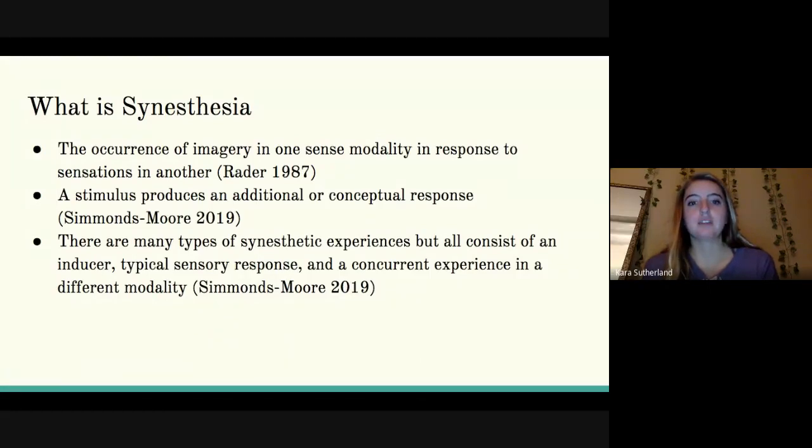There are many types of synesthetic experiences, but all consist of an inducer, a typical sensory response, and a concurrent experience in a different modality. So basically what that means is that an inducer, like hearing a word, for example, provides a normal sensory response of hearing and processing what you're hearing, but it simultaneously produces another sensation in a different modality, like seeing color or feeling a physical sensation that you wouldn't normally from hearing a word.